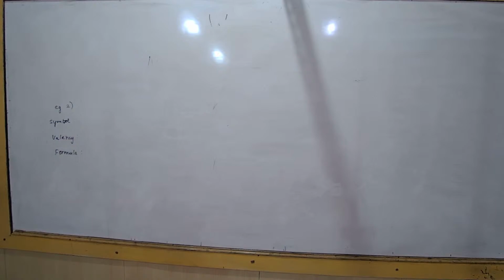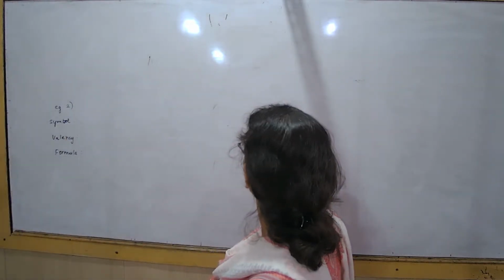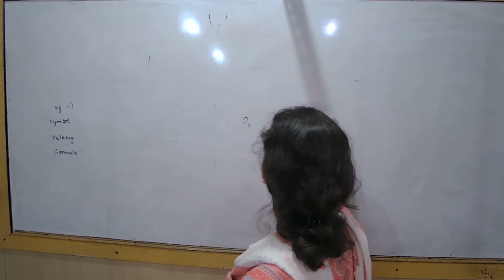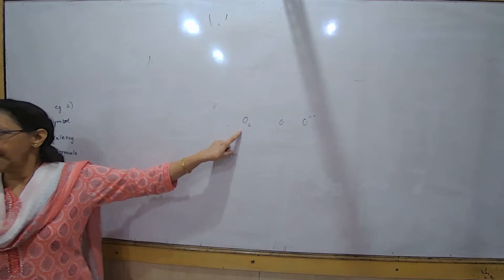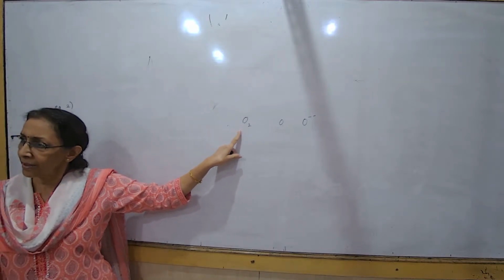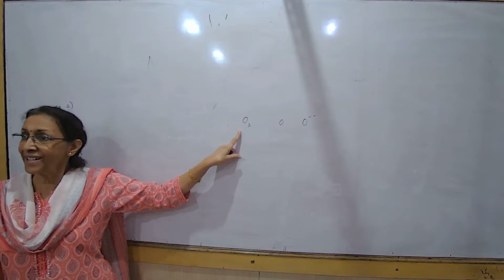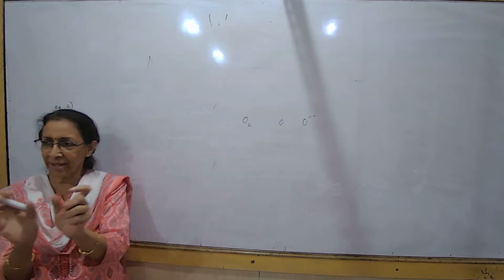Aluminium oxide, oxygen is O. What is the meaning of O2? What is the meaning of O? And what is the meaning of two O? Two atoms of oxygen is O2. Is this a molecule or an atom? It is a molecule. It is a diatomic molecule. That means there are two atoms combined together.